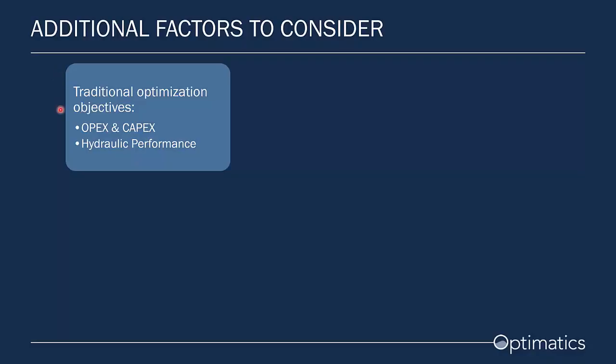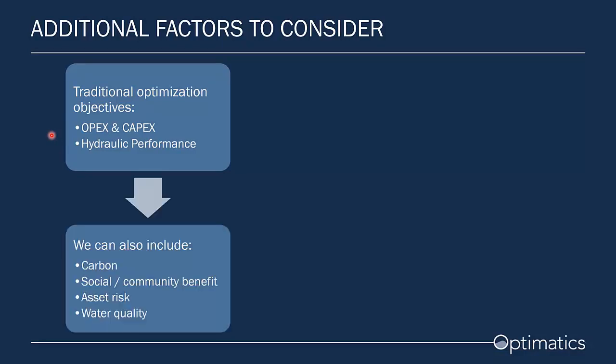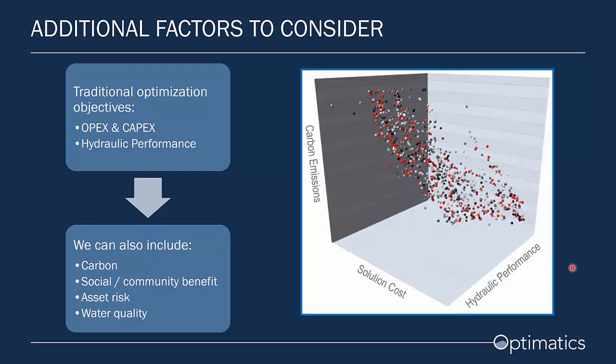So in Optimizer so far, I've talked a lot about how OPEX and CAPEX can be optimized, as well as the hydraulic performance. But as you know, is necessary and integral to these decisions, we also need to be including other factors. And that can be challenging with the traditional process. It can be difficult to consider carbon and social benefit and environmental benefit as we're trying to optimize for hydraulic performance and cost. This is a very simplified plot, but just demonstrating how we can take Optimizer into 3 objectives.